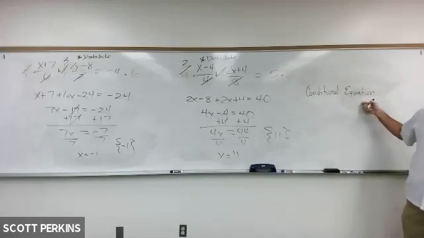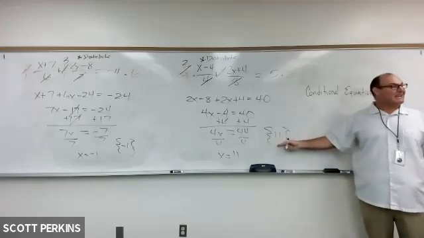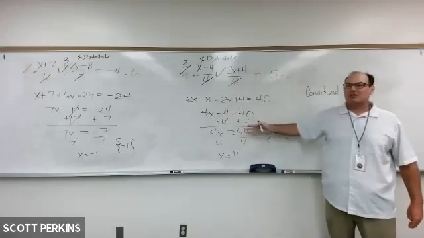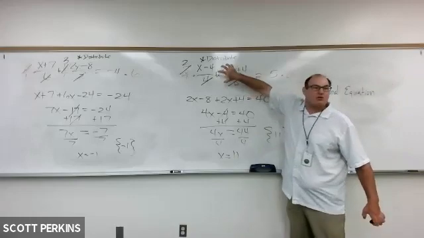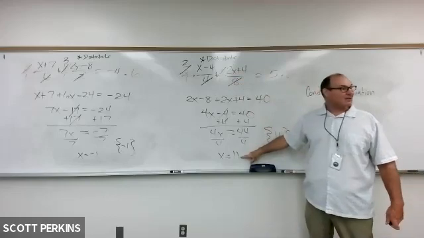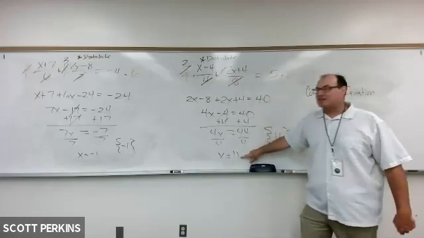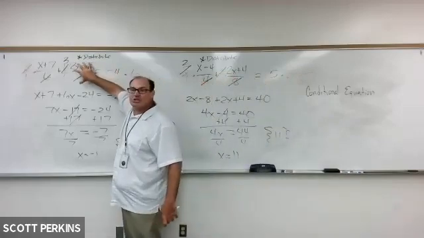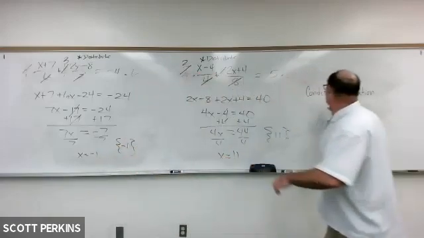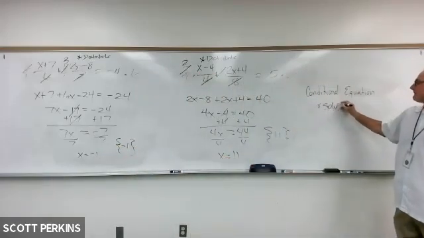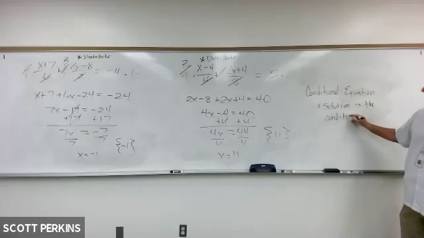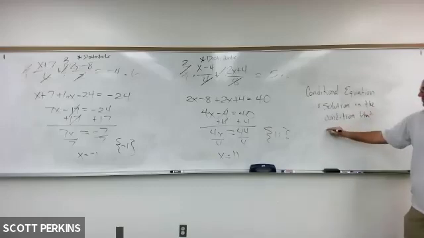A conditional equation comes up with a solution. What this means, for instance, for this equation right here, the reason it's called a conditional equation is because this original thing I started with is true under this condition, that x equals 11. Okay. That's why it's called a conditional equation. This equation right here is true under the condition that x equals negative 1. So it's called a conditional equation because the solution is the condition that creates a true statement.